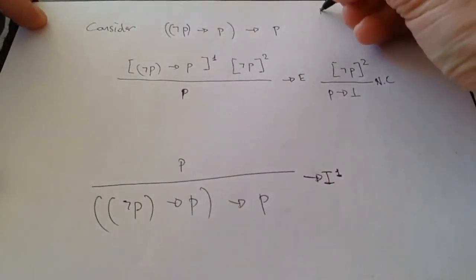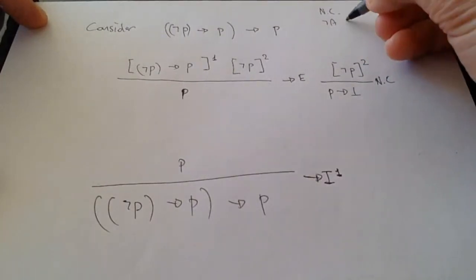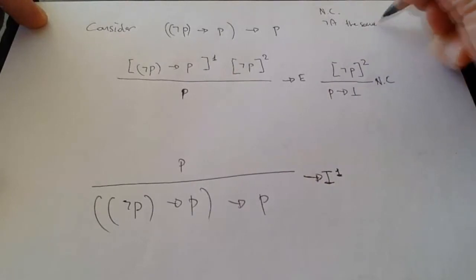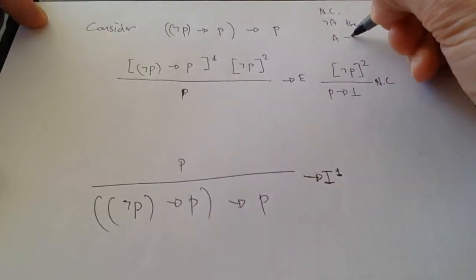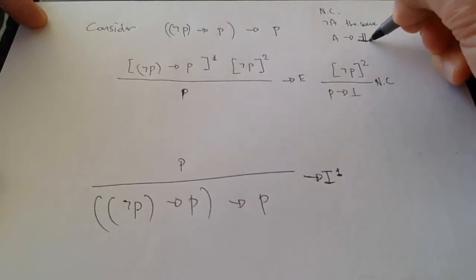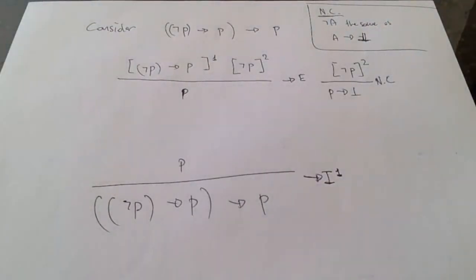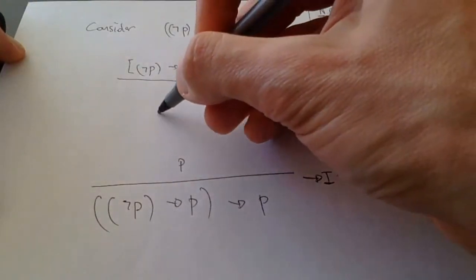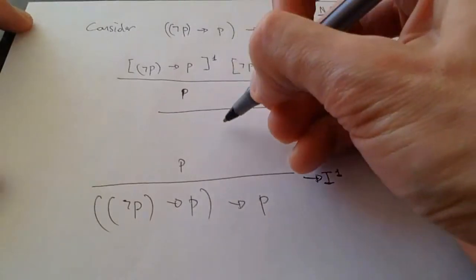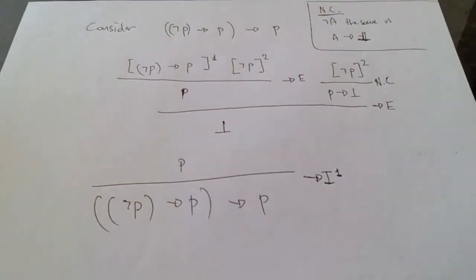And so remember that the notational convention says that if you have something like not A, that's the same as A implies the contradiction. This is our notational convention. So I've just applied it here. And now I have P implies the contradiction. I can put these two things together and I get the contradiction just by implication elimination.